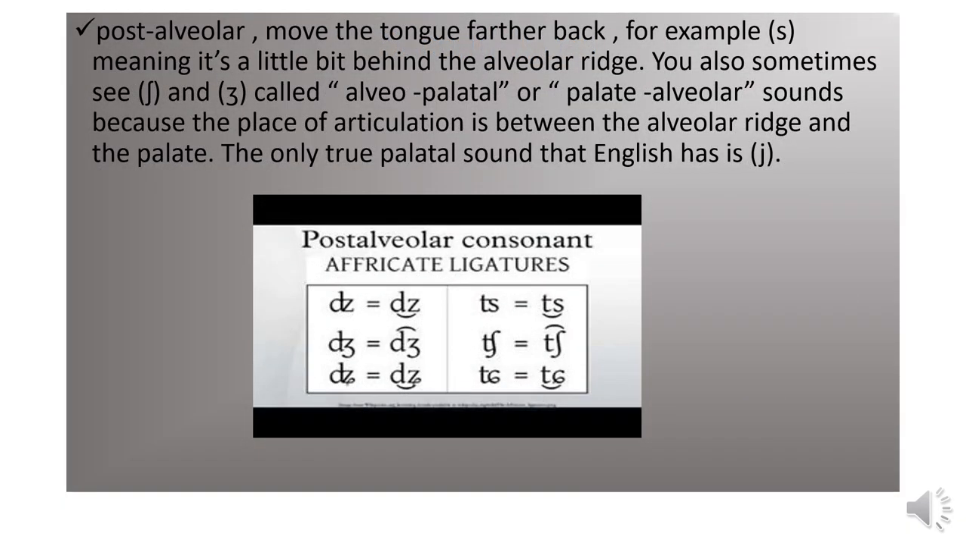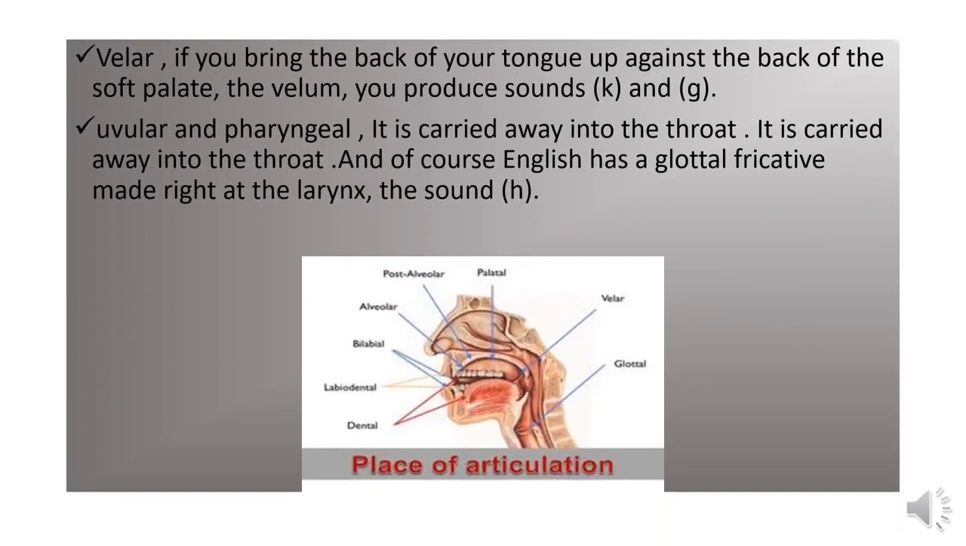Postalveolar moves the tongue farther back. For example, S, meaning it's a little bit behind the alveolar ridge. You also sometimes see these sounds called alveopalatal or palato-alveolar sounds because the place of articulation is between the alveolar ridge and the palate. The only true palatal sound that English has is J. Velar, if you bring the back of your tongue up against the back of the soft palate, the velum, you produce sounds K and G.